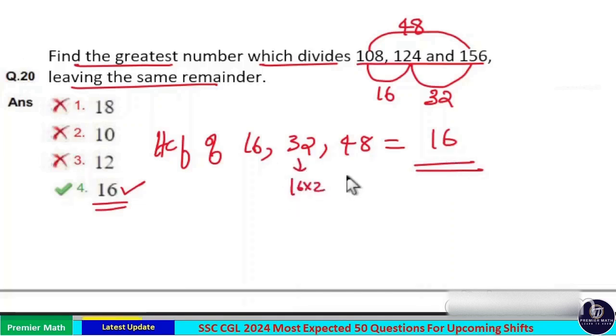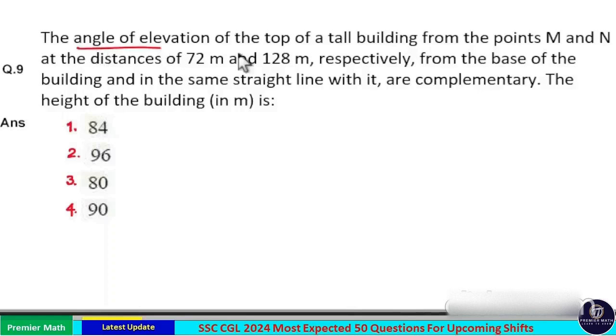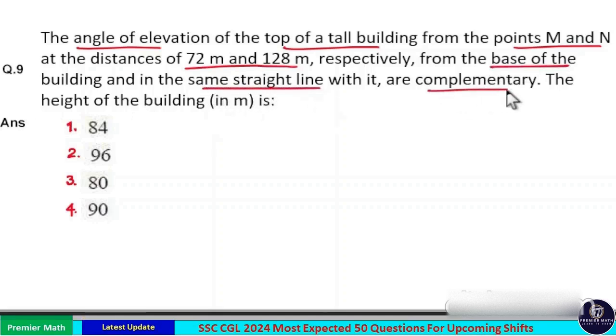That is, this is 16 into 2 and this is 16 into 3. The angle of elevation of the top of a tall building from the points M and N at the distances of 72 meter and 128 meter respectively from the base of the building and in the same straight line with it are complementary. The height of the building is.